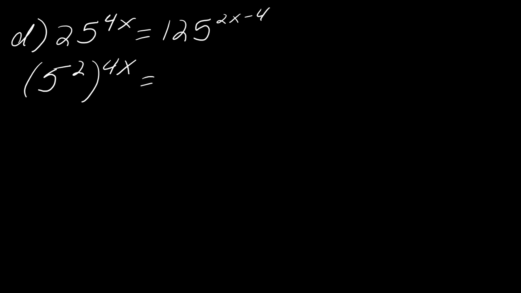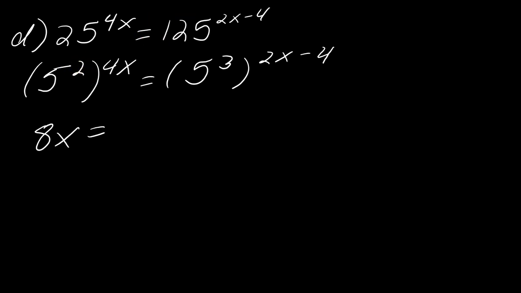And then 125 can be rewritten as 5 to the 3rd. Again, put parentheses around that. And then rewrite this as 2x minus 4. And from here, now what we're going to do is we're just going to distribute and multiply these exponents together. So 2 times 4x will be 8x. And then 3 times 2x minus 4, so that's going to be 6x minus 12.